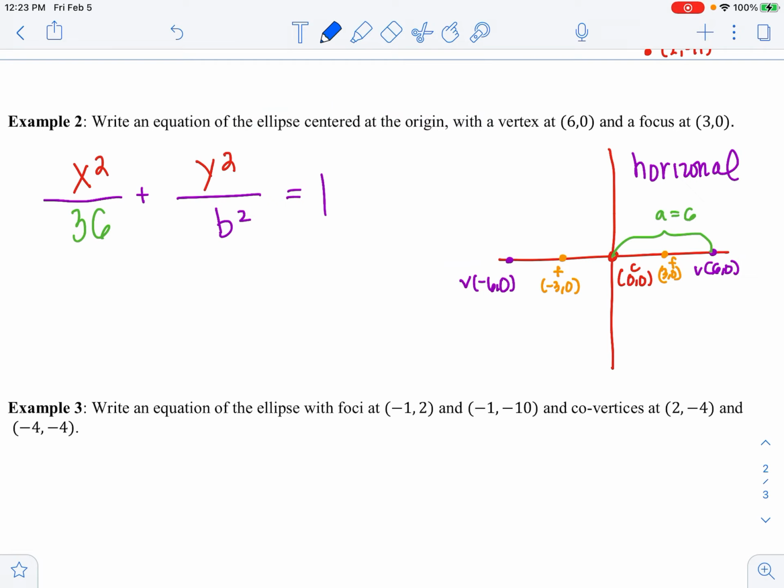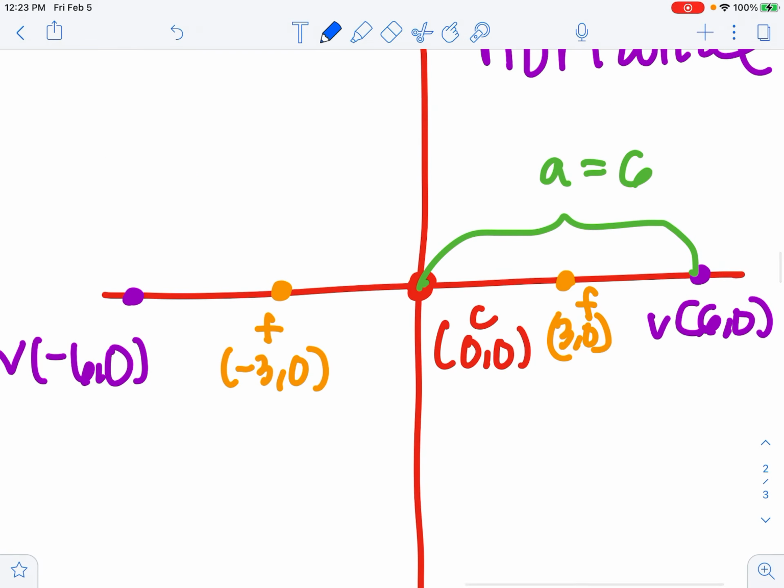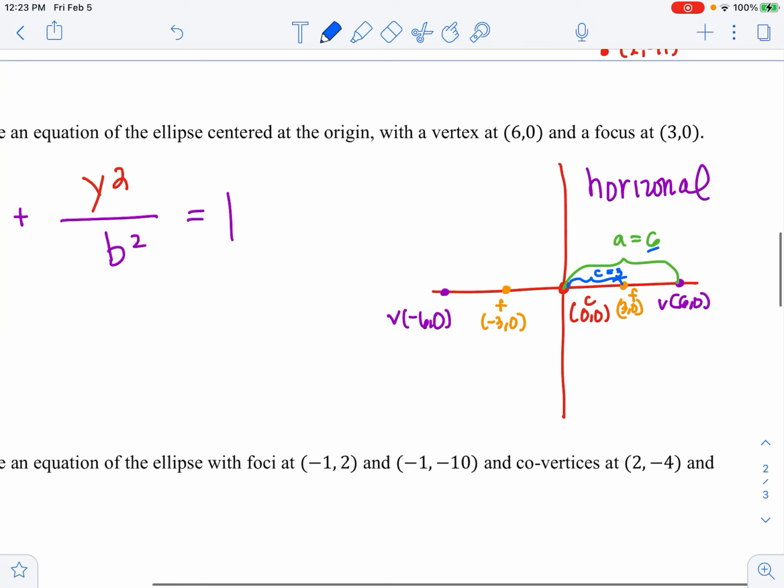Next I'll find B, and I look for my co-vertices and I don't have them. So I say, meh. I need to find B though. Well, what do I know? What haven't I used yet? I haven't used my foci. The distance from my center to a focus is C, and I know C is 3. So I have C and I have A and I need B.